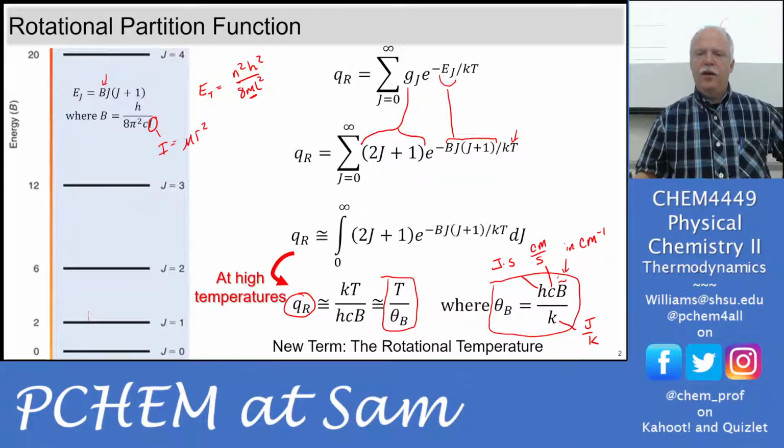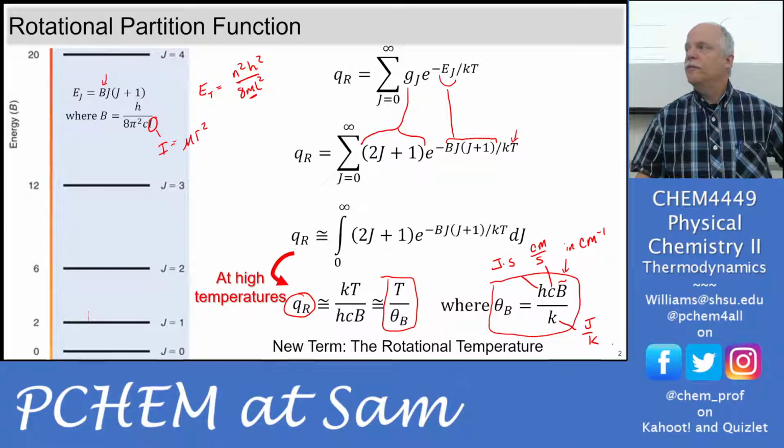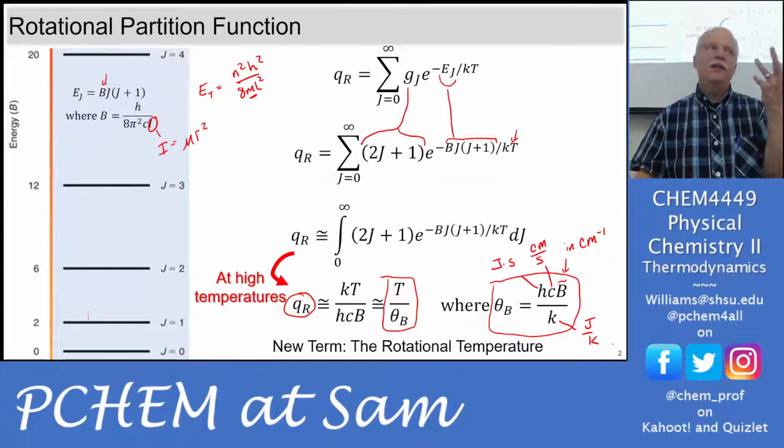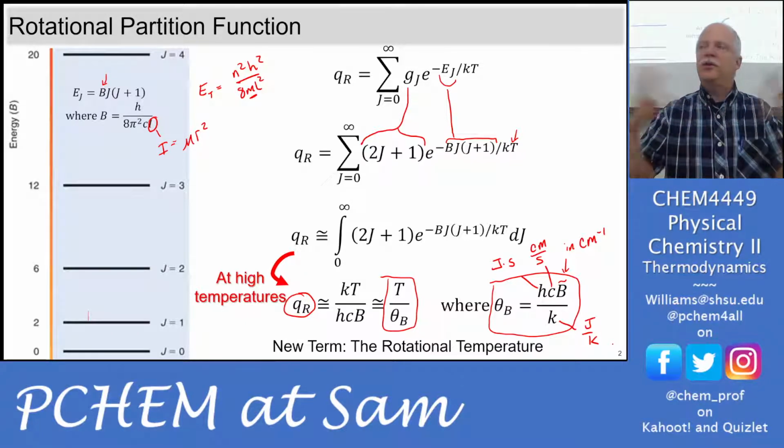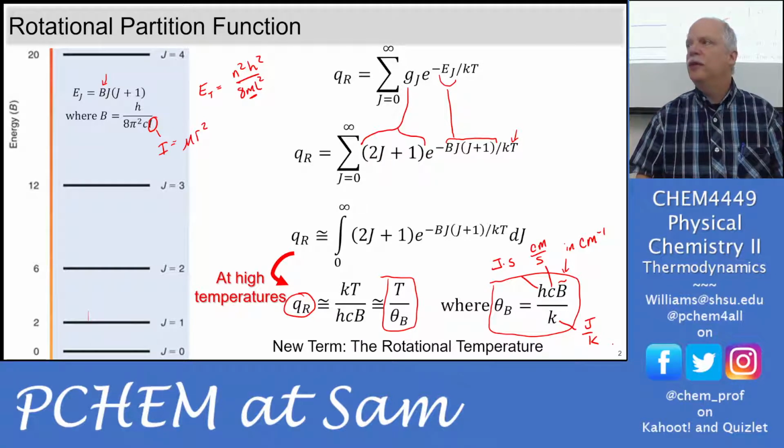And so now we can see how all of the units work out. So I have B in inverse centimeters times the speed of light in centimeters per second. So the centimeters cancel. Then I have seconds from Planck's constant canceling seconds in the speed of light. Then I have joules over joules in Boltzmann's constant, and then the Kelvin in Boltzmann's constant is in the denominator, so it comes up top. So this theta B is a temperature. It's just a way to convert the rotational constant in wave numbers over to some Kelvin that we're dealing with. And then we compare the temperature of the room to this thermal or rotational temperature.